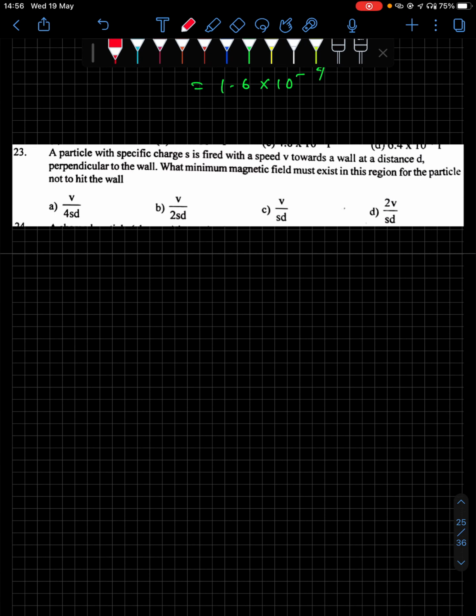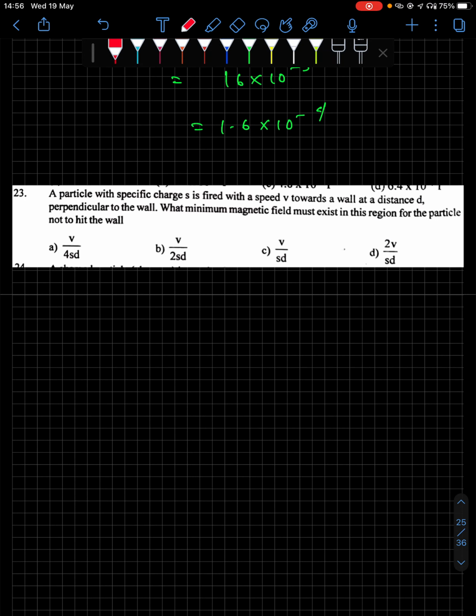Question number 23 next. A particle with a specific charge S. A specific charge means that the charge by mass ratio is equal to Q by M. It is fired with a speed V towards a wall at a distance D, perpendicular to the wall. What minimum magnetic field will be needed so that the particle does not hit the wall?